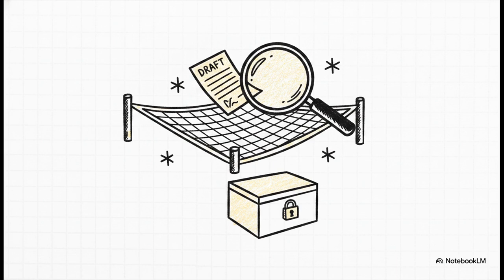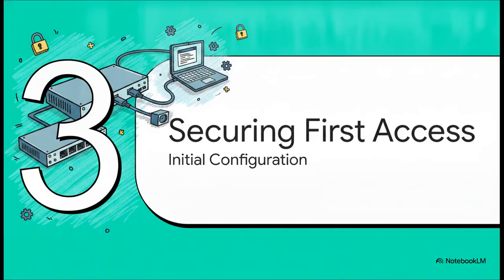This is your ultimate safety net. When you type commit, the system first checks your draft for any syntax errors. If everything looks clean, it validates those changes, saves the active configuration as a file named juniper.conf.gz, and then immediately applies it. Let's jump into part 3, securing your first access.